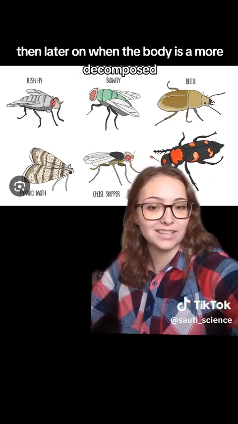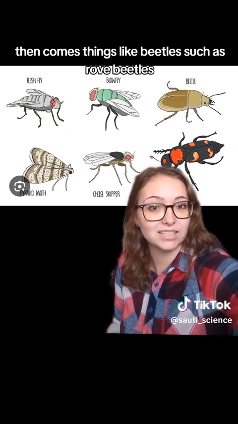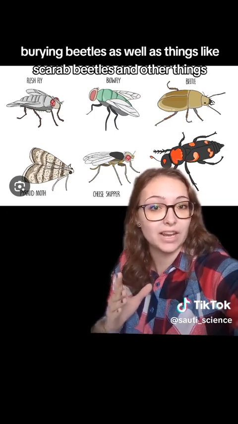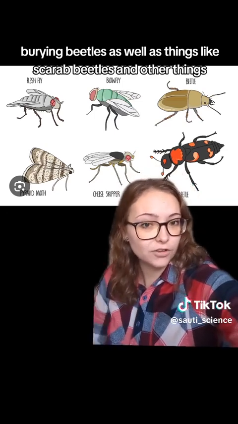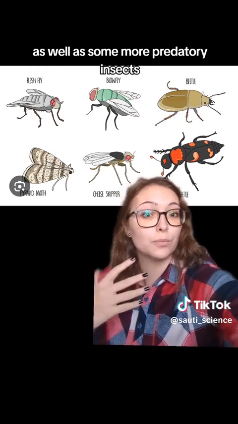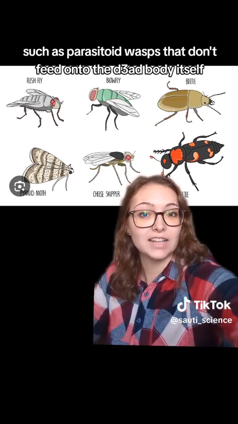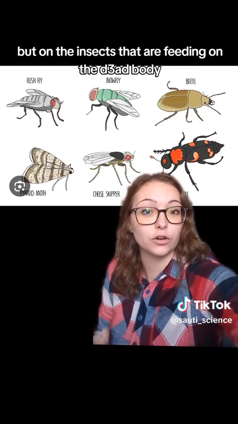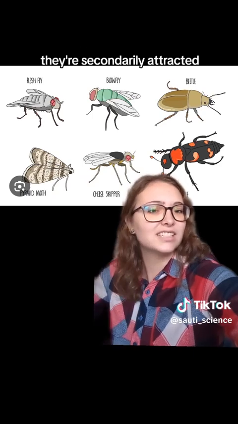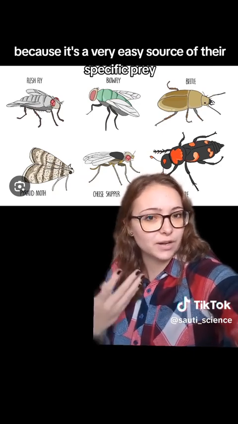Then later on, when the body is more decomposed, then comes things like beetles, such as rove beetles, burying beetles, as well as things like scarab beetles and other things, as well as some more predatory insects such as parasitoid wasps that don't feed on the dead body itself, but on the insects that are feeding on the dead body. They're secondarily attracted because it's a very easy source of their specific prey.